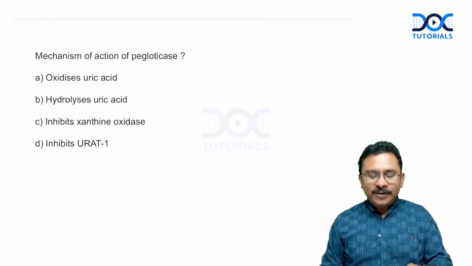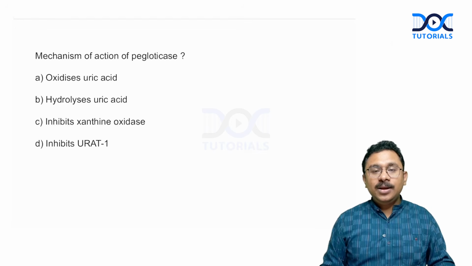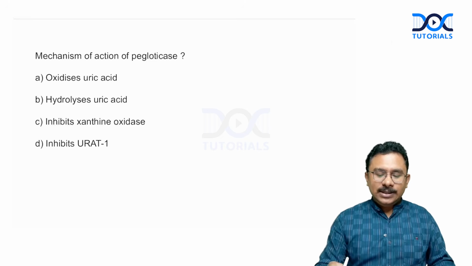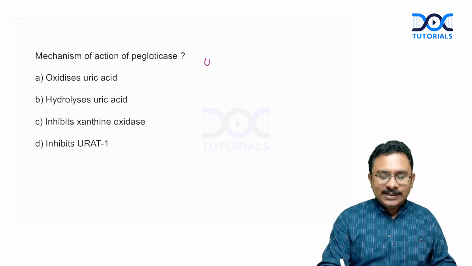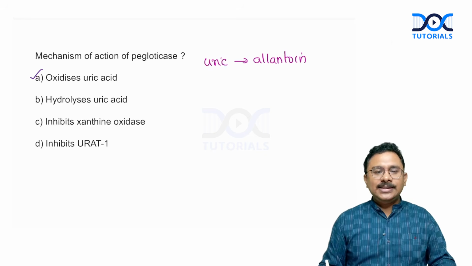Mechanism of action of pegloticase. So pegloticase is recombinant uricase or recombinant urate oxidase. So this can oxidize the uric acid to the water soluble allantoin. So what is the answer? Option A, oxidizes uric acid.